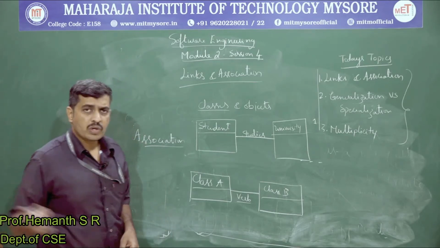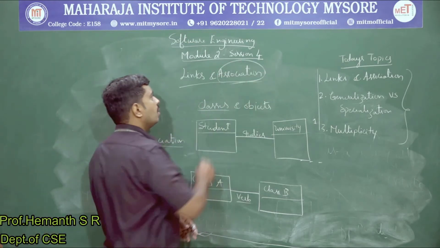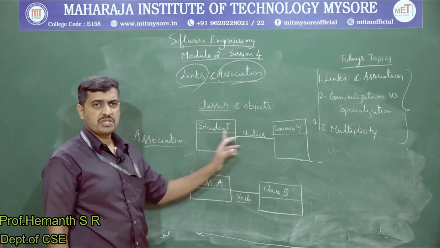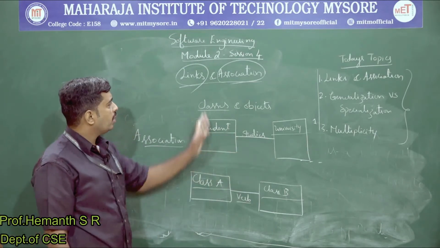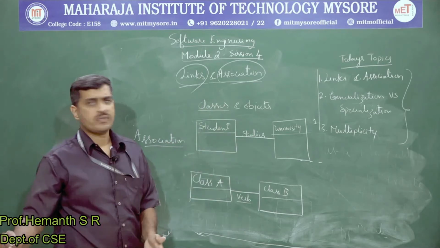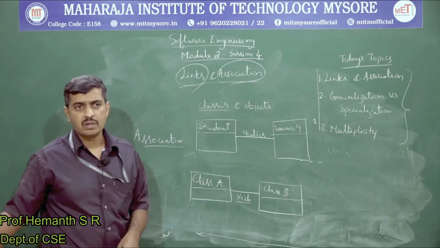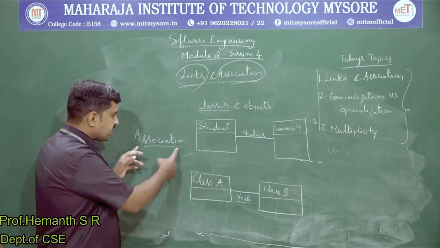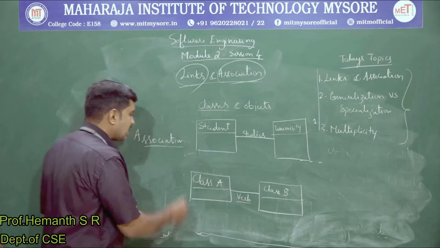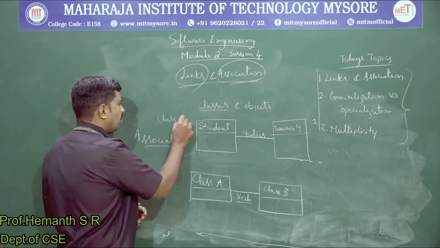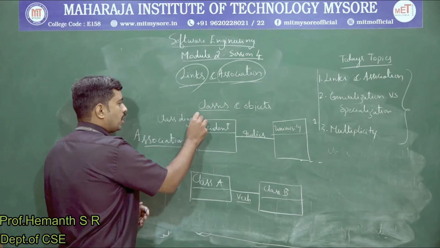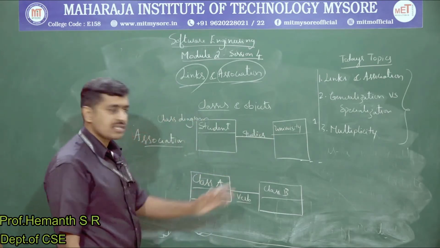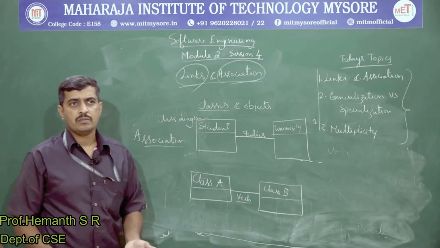Now we understood what is association. Then what is link? Anyhow, we have used a link here, even in association. Now, to be more specific, we will see what is link. See, this was a class diagram. So association is typically representing a class diagram, a class model. We saw a student class, university class, class A, class B. Now, what is link?